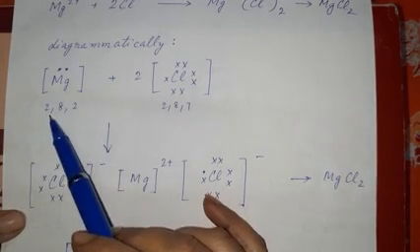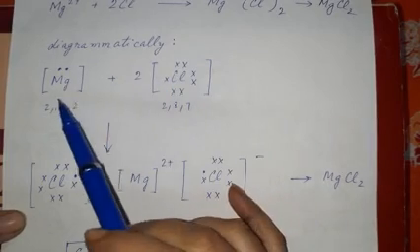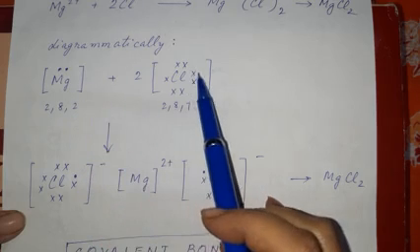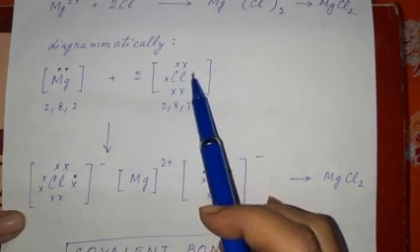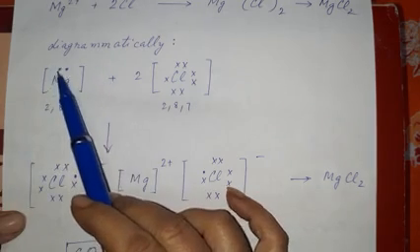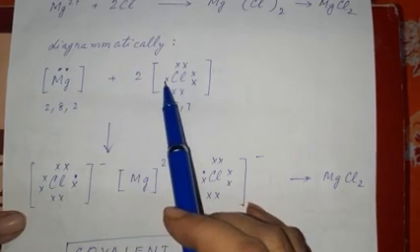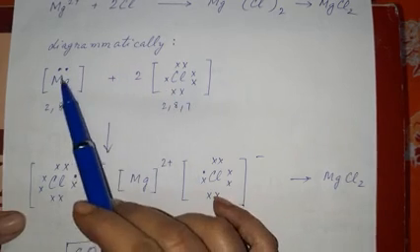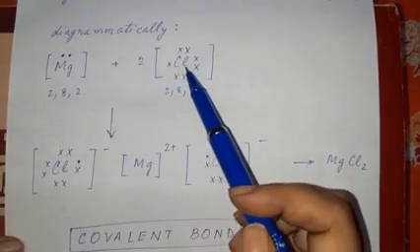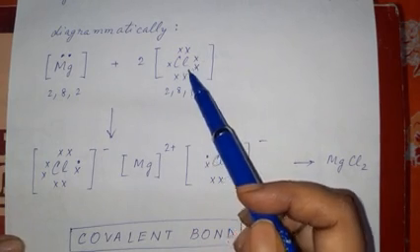so magnesium is 2, 8, 2, and chlorine has... magnesium has 2 electrons in the outermost orbit, whereas chlorine has 7 electrons in the outermost orbit. Now this magnesium's 2 electrons are transferred to the 2 chlorine atoms. So magnesium becomes doubly positively charged, while the 2 chlorines become chloride ions, Cl- and Cl-.